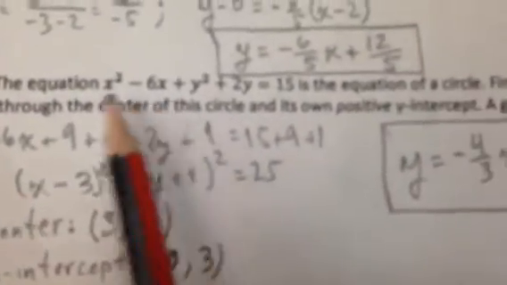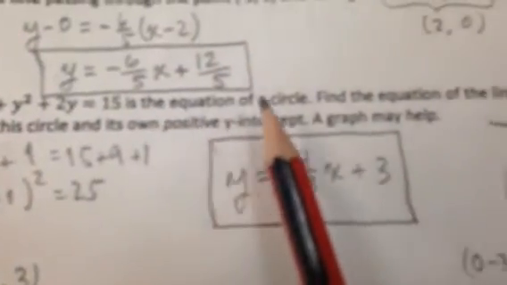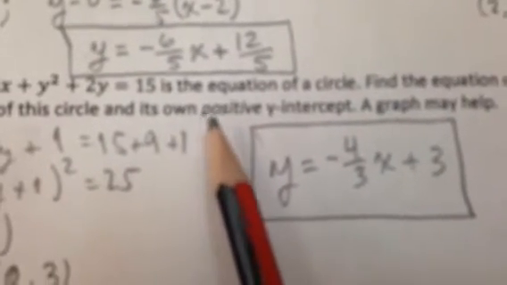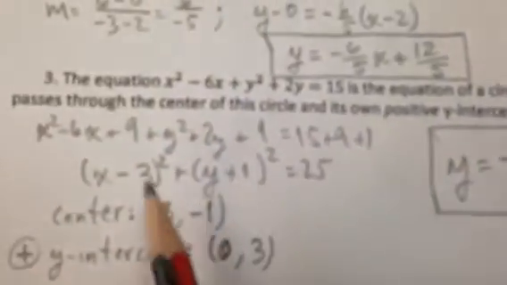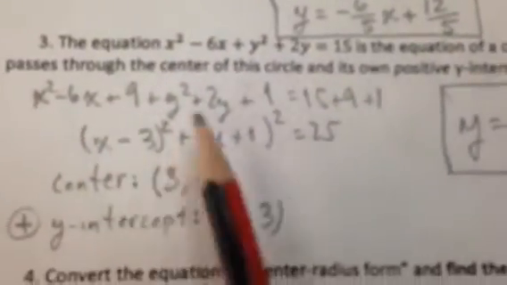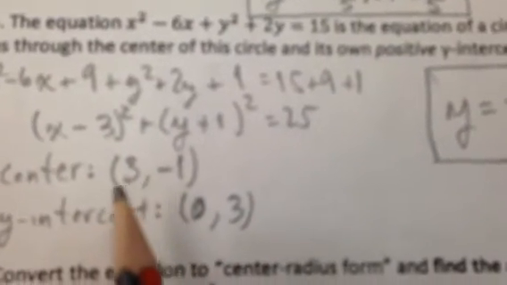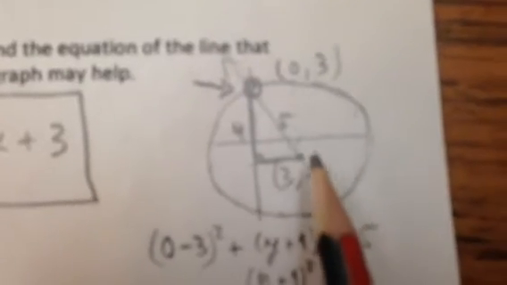I have to find the equation of the line through the center of this circle, and through that point, and it goes also through the positive y-intercept of that same circle. So here's my working out using the completing the square process to find the center of this circle, and I get the point 3, negative 1. Now to find the y-intercept, I did mention that a graph may help here. So I did a little sketch here with a graph. There's the center, 3, negative 1.